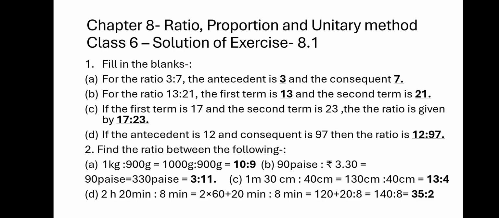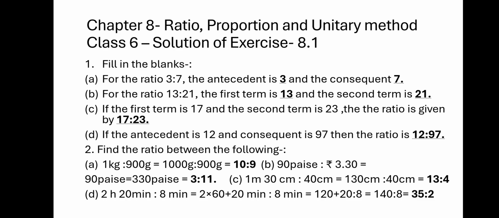Second question. Find the ratio between the following. 1 kg is to 900 gram. Now we have to convert both into grams or both into kg, but it will be difficult if you convert 900 to kg instead of 1 kg to grams. So 900 you cannot convert very easily to kilograms. So 1000 is to 900, that is 10 is to 9.